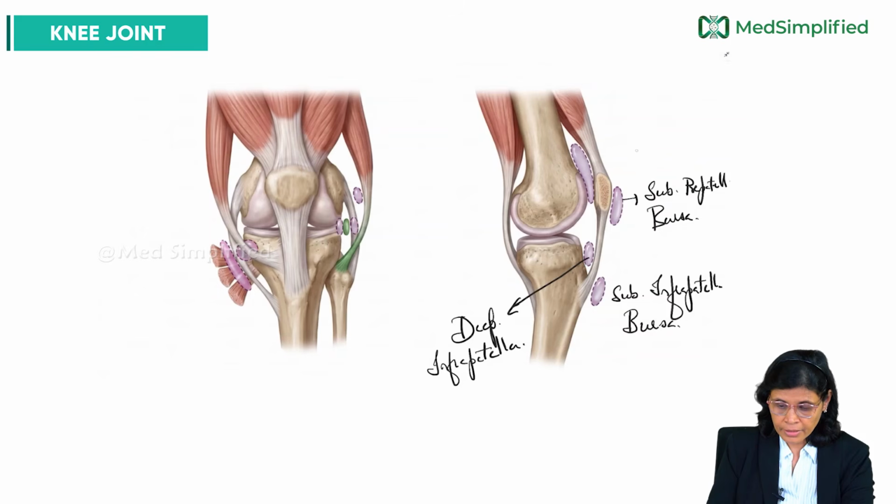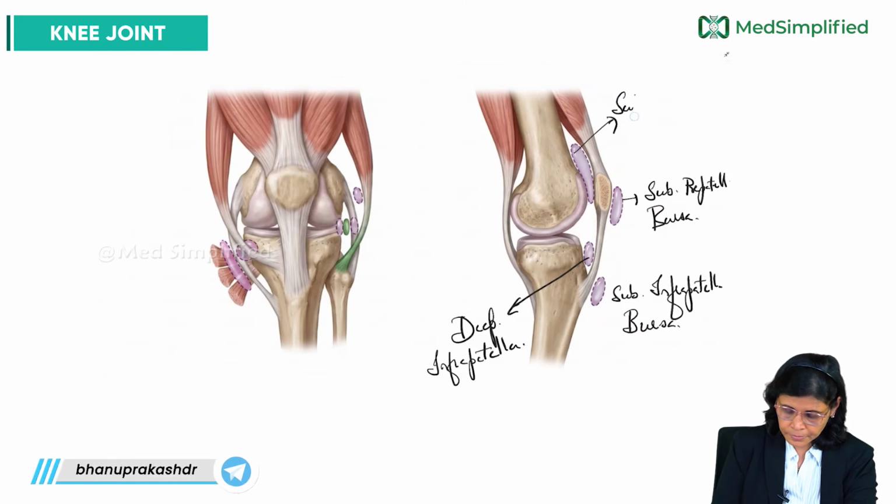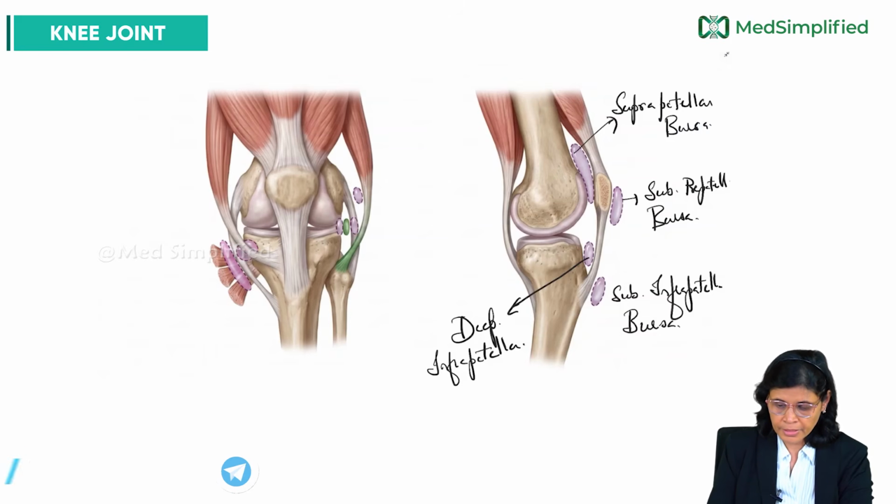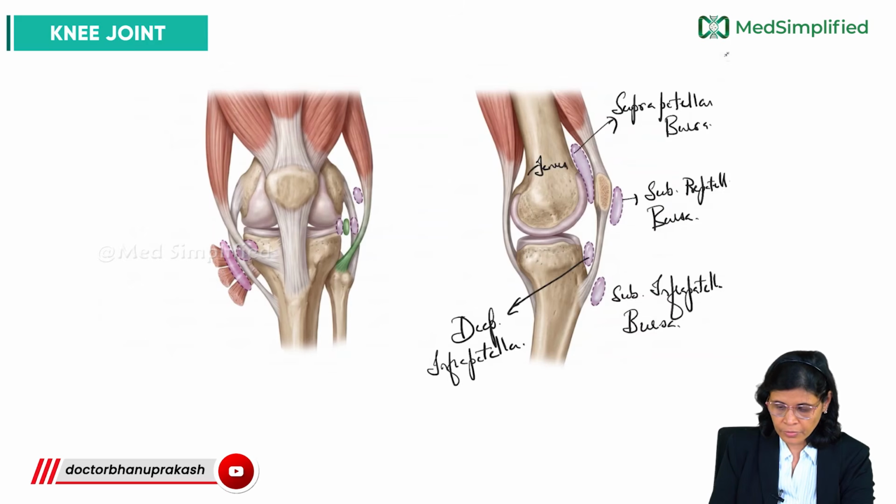Then we have the suprapatellar bursa. The suprapatellar bursa is basically between the anterior surface of the lower part of the femur and the deep surface of the quadriceps femoris tendon. So these are the 4 bursae which we see anteriorly.